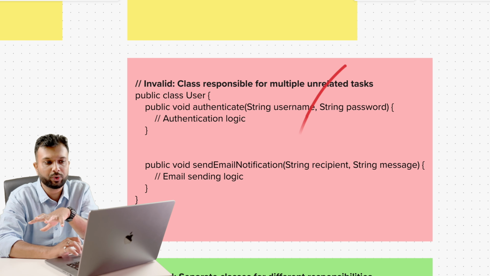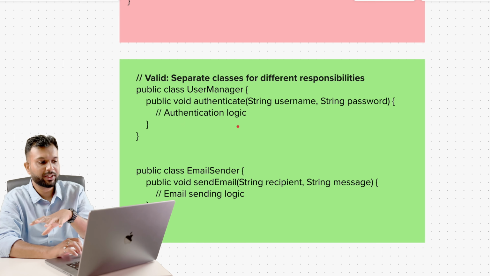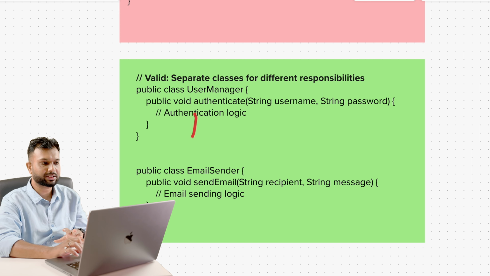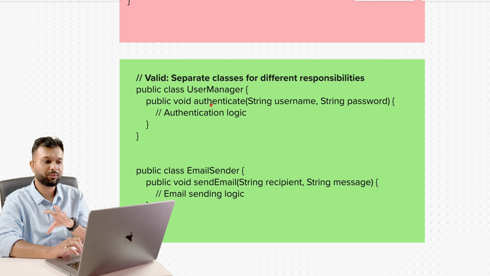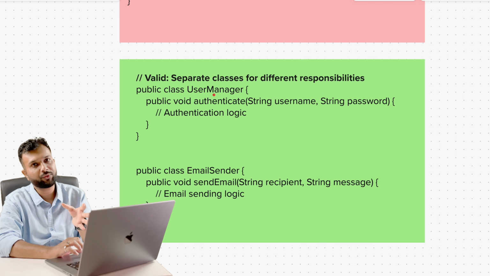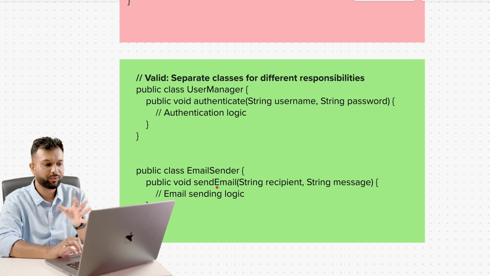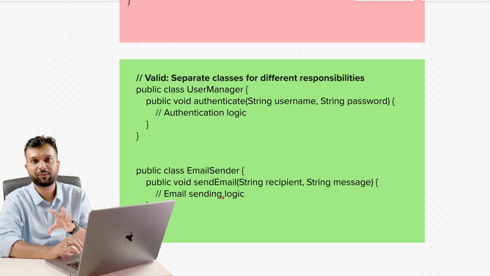So what we can do is separate the classes. We can create a user manager, and apart from that we can create an email sender class. So now each class has separate functionality. If there are some changes in the authenticate user functionality, then we have to go to the user manager and update that method. Or for example, if there are some issues with the email sending related functionality, then we should have a dedicated class. Like this we can separate the functionality.